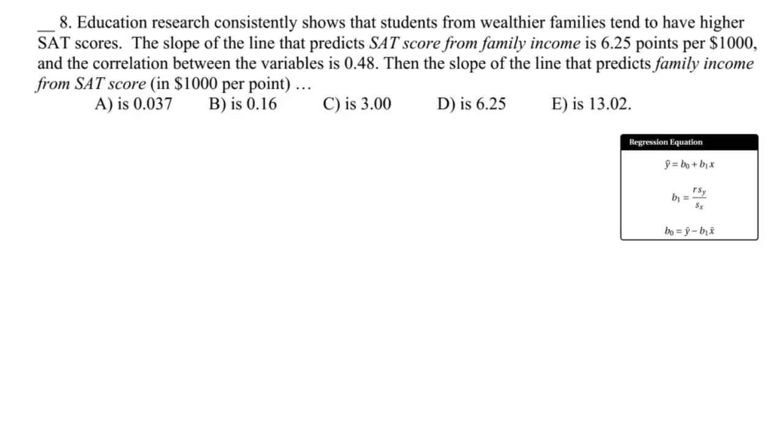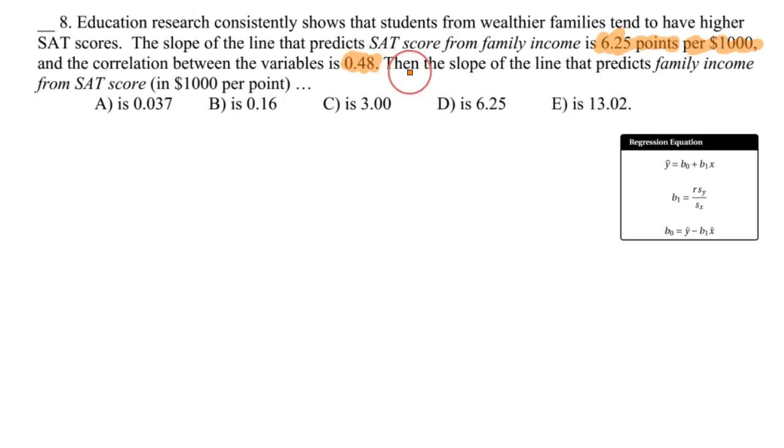So in question number 8, they're asking us to consider what would happen if we take the slope of a line that predicts SAT scores based on family income. So here we have SAT scores from family incomes, and the slope is 6.25 points per $1,000. But they're also giving us this correlation coefficient of 0.48.